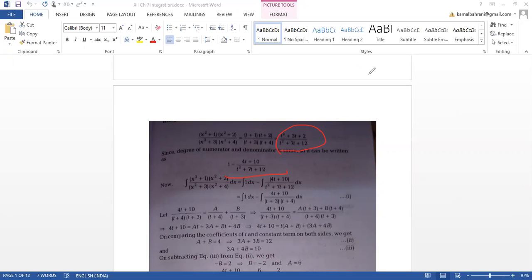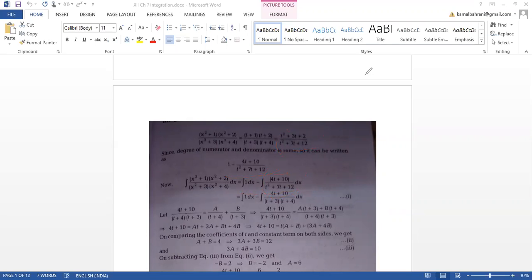Now it will be easy for you. Now you can put the integration symbol and write this way also. So integral of 1 dx, you all know will be equal to x. Now you have to find the integration of this. When you have to find the integration of this, what are you going to do?